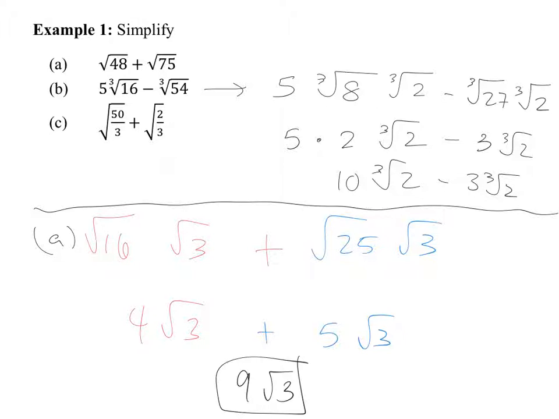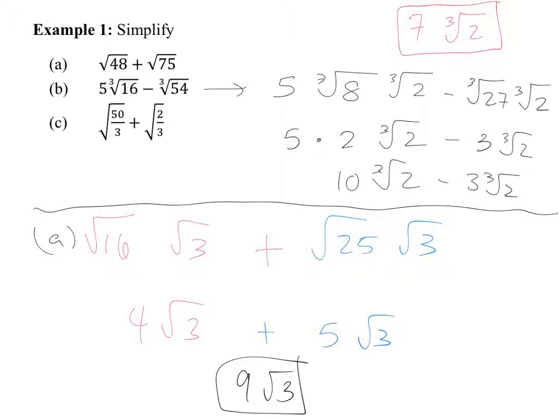Annette, what is my answer? Where are you? I was taking notes. That's all right. We're at 10 cube root 2 minus 3 cube root 2. Where's my final answer from this? What does it become? 7 cube root 2. Yeah. We just treat this like variables. Okay, if I had 10x minus 3x, it would be 7x.